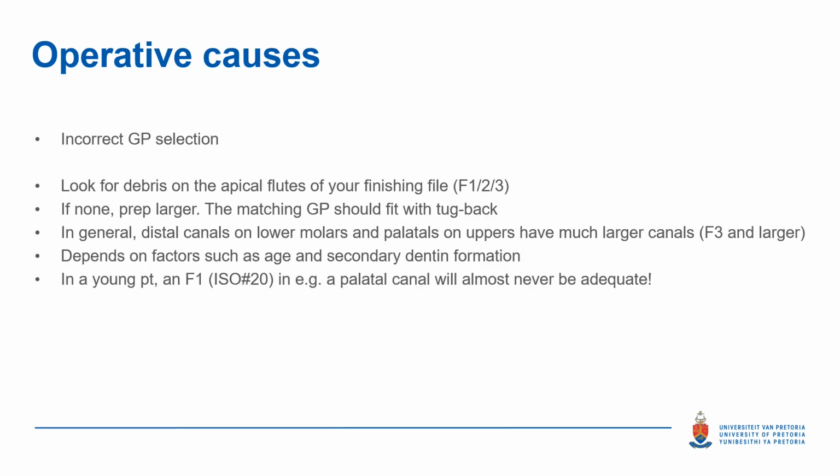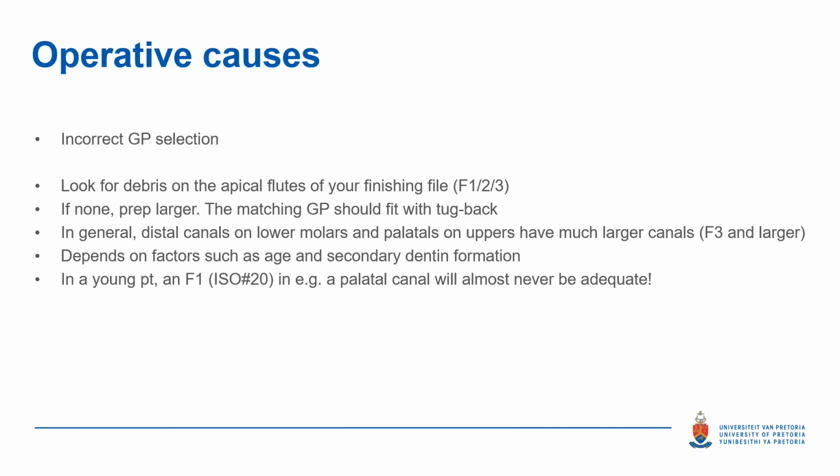I want to talk a little bit about incorrect GP selection, because this is going to give you a poor apical seal. And how do we avoid this? Obviously, if we get a poor apical seal, as we mentioned, our irritants can get back into our root canal system. So always look for debris on the apical flutes of your finishing file.